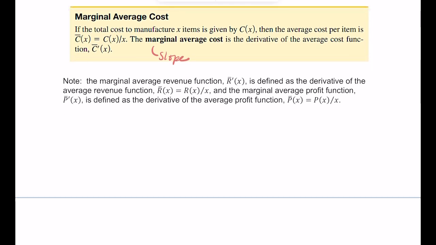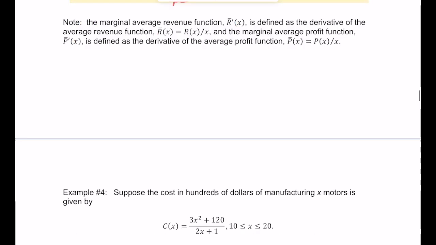You should also note that the marginal average revenue function, R bar prime of x, is defined as the derivative of the average revenue function. And the marginal average profit function is basically the same thing, except it's defined as the derivative of the average profit function, which again would be the total profit divided by the number of items. Okay, let's see how we can apply that.